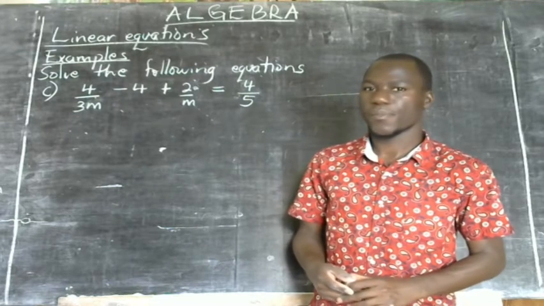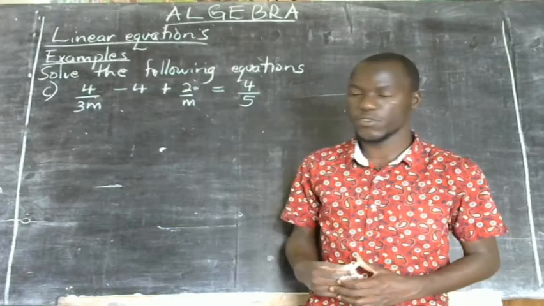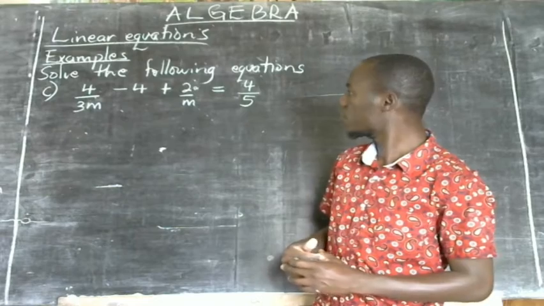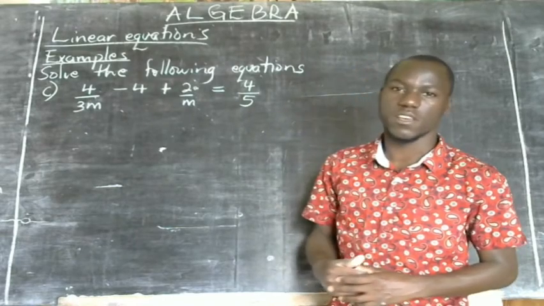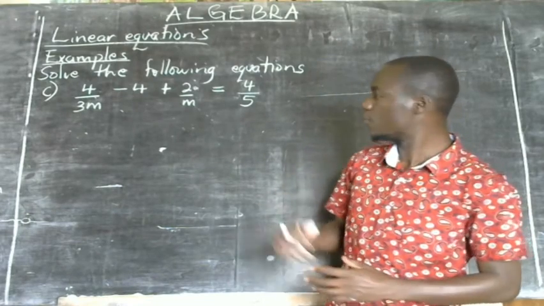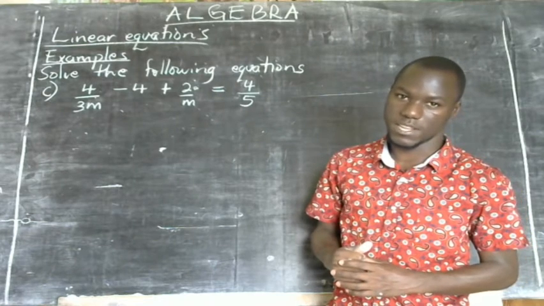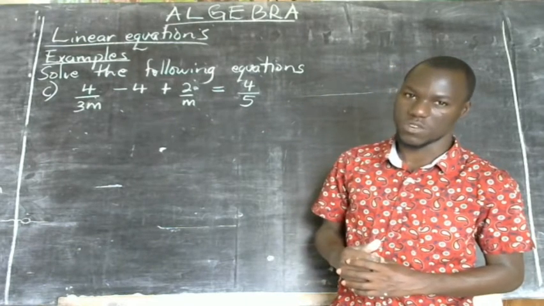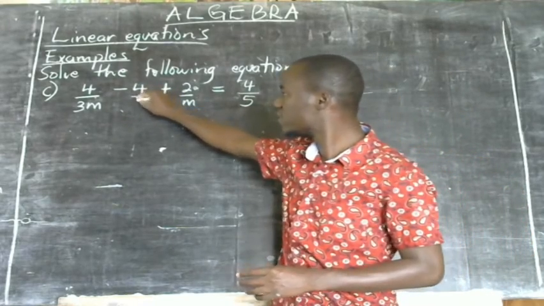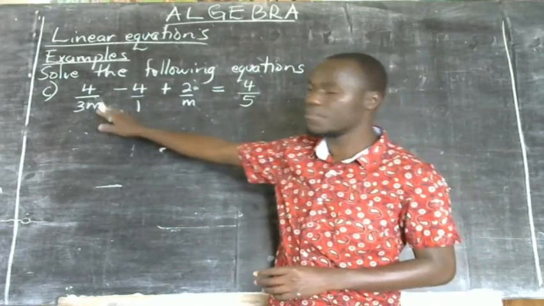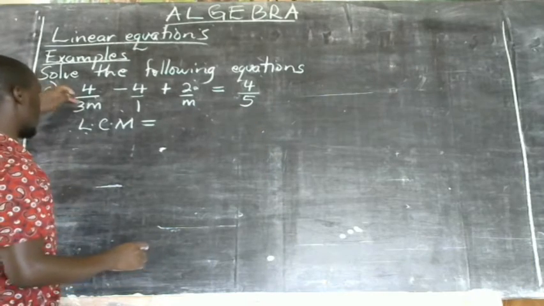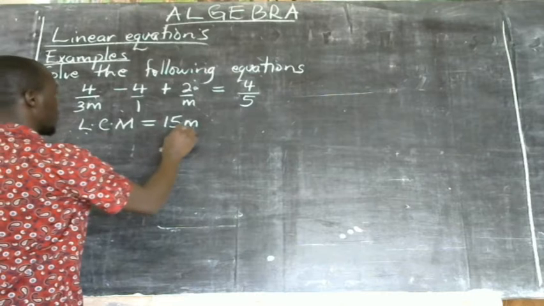Part C, we are still solving for the unknown in the equations. Even here we have a fractional equation. So we are going to eliminate the denominators by first getting the LCM of all the denominators which are in the equation there. This 4 here is just all over 1. So the LCM of 3m, 1m, and 5 there. So when you try to get the LCM, that one's going to be 15m.